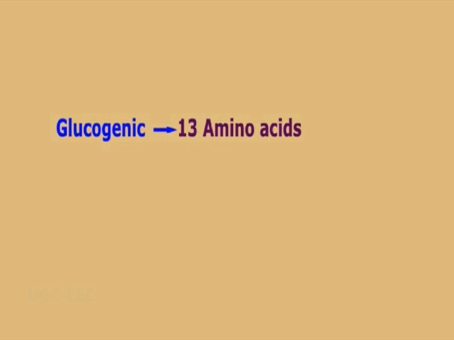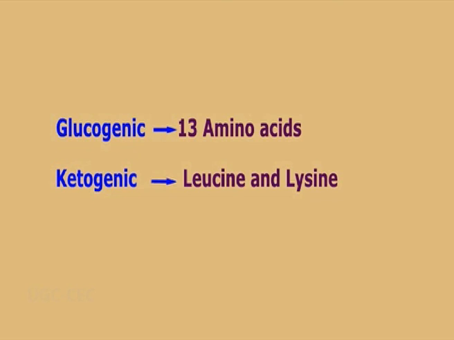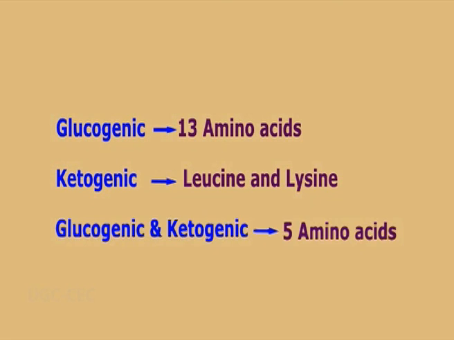Most of the 13 amino acids are strictly glucogenic. Leucine and lysine represent the only amino acids that are strictly ketogenic. 5 amino acids turn out to be both glucogenic and ketogenic. Their degradation yields 2 products, one of which is glucogenic and the other is ketogenic.